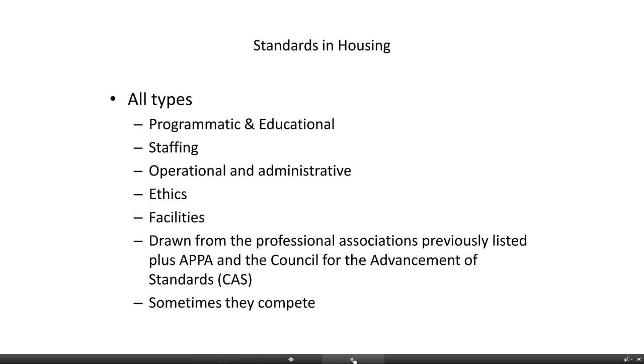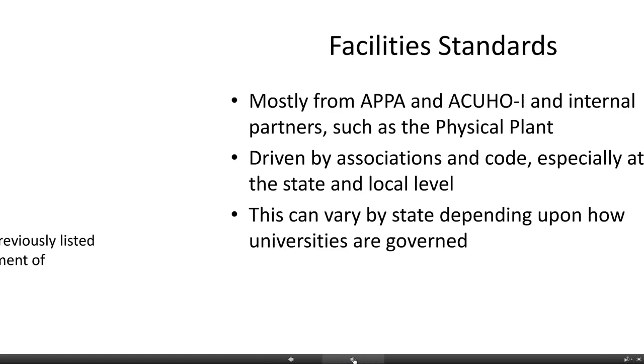There are many standards in housing: programmatic and educational, staffing, operational administrative, ethics, facilities. Facilities tend to be drawn from professional associations previously listed, especially ACUHO-I, plus APA and the Council for the Advancement of Standards. And sometimes these standards compete.